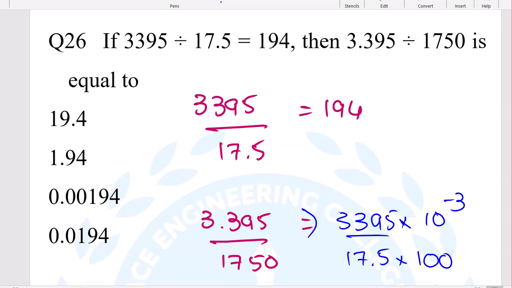Right. Now 10 power minus 3, and the denominator is 10 square, so 10 power minus 5. My answer should be 194 into 10 power minus 5. So after the decimal, I want 5 digits. So 0.00194. 194 they have already given. Your job is just the decimal adjustment.